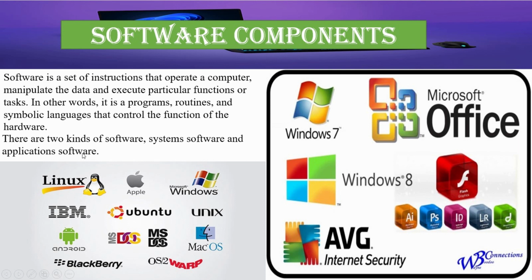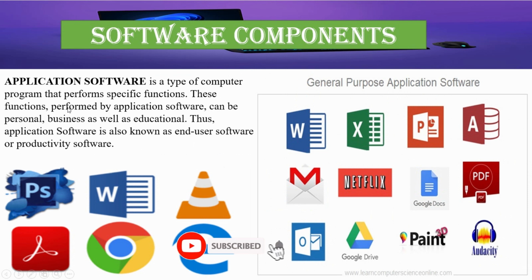There are two kinds of software. We have system software and application software. Let's start with the application software. Application software is a type of computer program that performs specific functions. These functions can be personal, business, as well as educational. Thus, application software is also known as end-user software or productivity software.